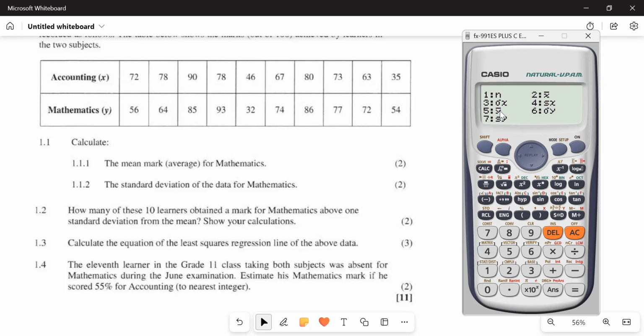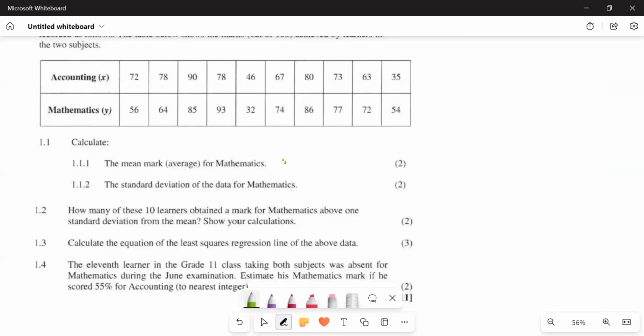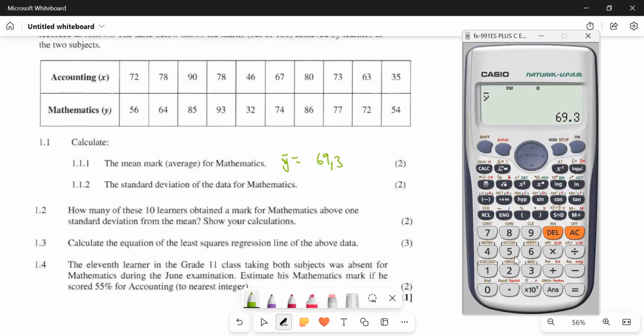Okay? So we'll tell them what is going to be our Y with a bar. Our Y with a bar is going to be option number 5. And then we press equals. And then it gives us what? It gives us 69,3. So we'll tell them this is the Y mean: 69,3. Okay, sure. And then the next one, they want standard deviation.